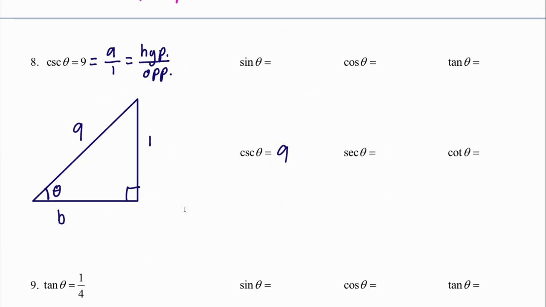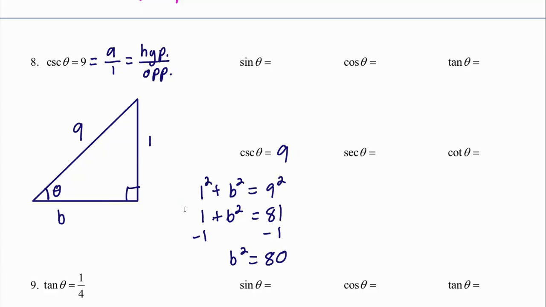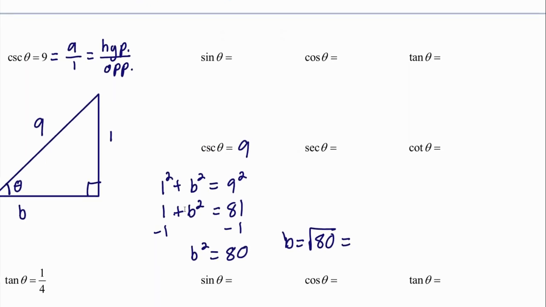So again, we're going to have to do that Pythagorean theorem. So we'd say 1 squared plus b squared equals 9 squared. 1 squared is 1 plus b squared equals 81. We'll subtract 1 from both sides. So we'll get that b squared equals 80. And then we would need to simplify this, right? So we'd get that b is equal to the square root of 80, which is 16 times 5. So the square root of 16 is 4, and then it'd be root 5.